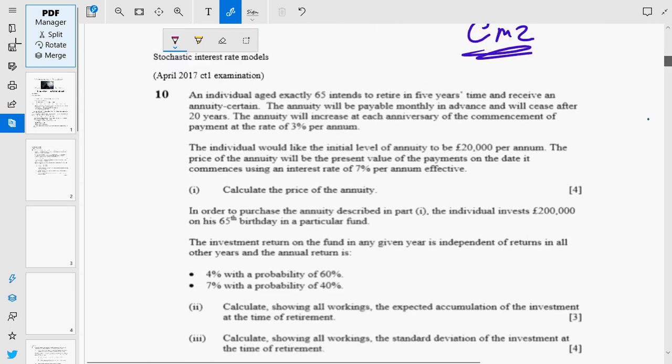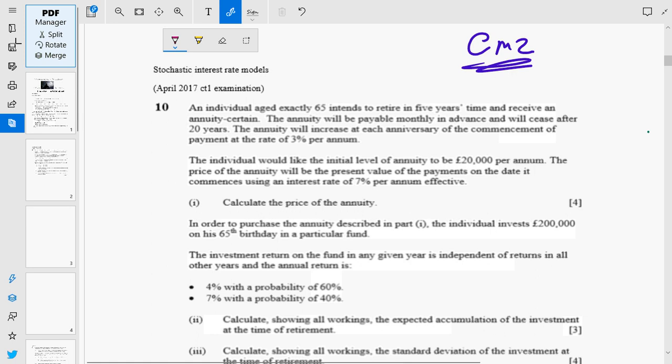So the first question here is taken from the Institute and Faculty of Actuaries exam paper, April 2017. Without wasting any time, it goes like this. An individual aged exactly 65 intends to retire in 5 years' time and receive an annuity certain. So we have an individual that is 65 years old that intends to retire in 5 years' time, so he or she will be 70 at that time.